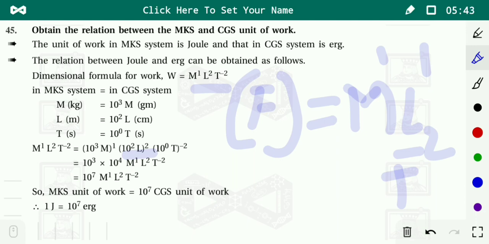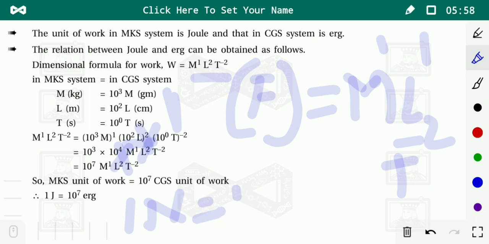So here this is the dimensional formula of work. Instead of 2 you have to write 1 only. So 2 into 1 is 2. Rather than 4 it will be 10 raised to 2. And 10 raised to 3 into 10 raised to 2 is 10 raised to 5. So we can say that 1 Newton equals 10 raised to 5 dyne. Okay.